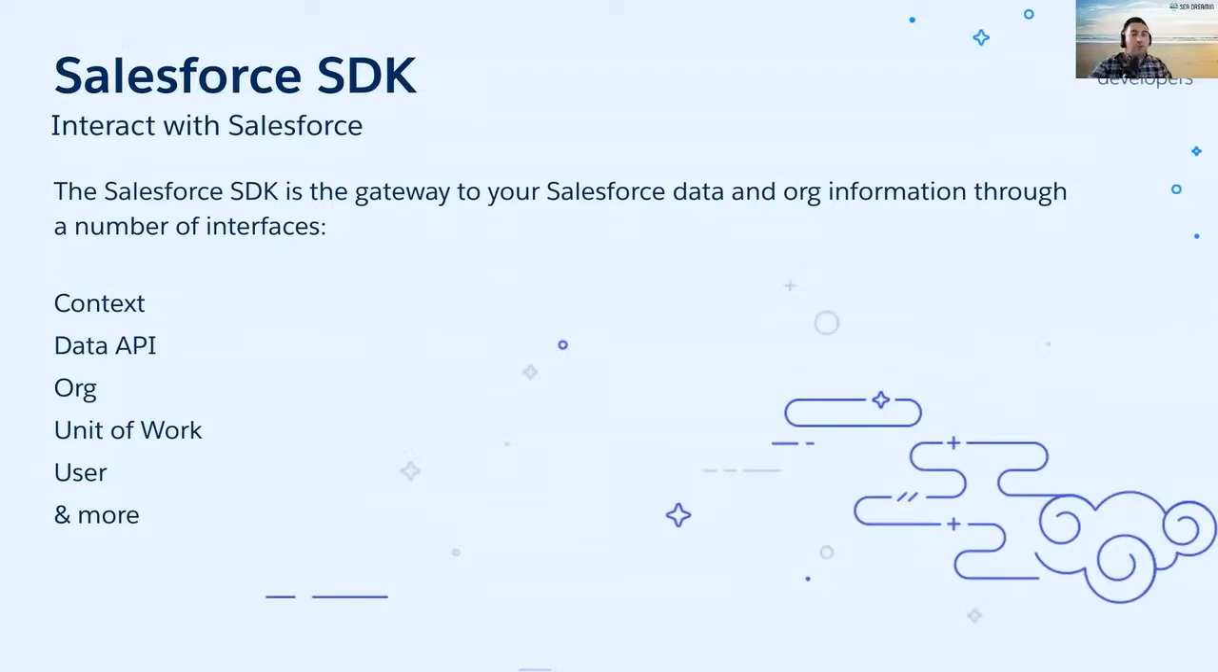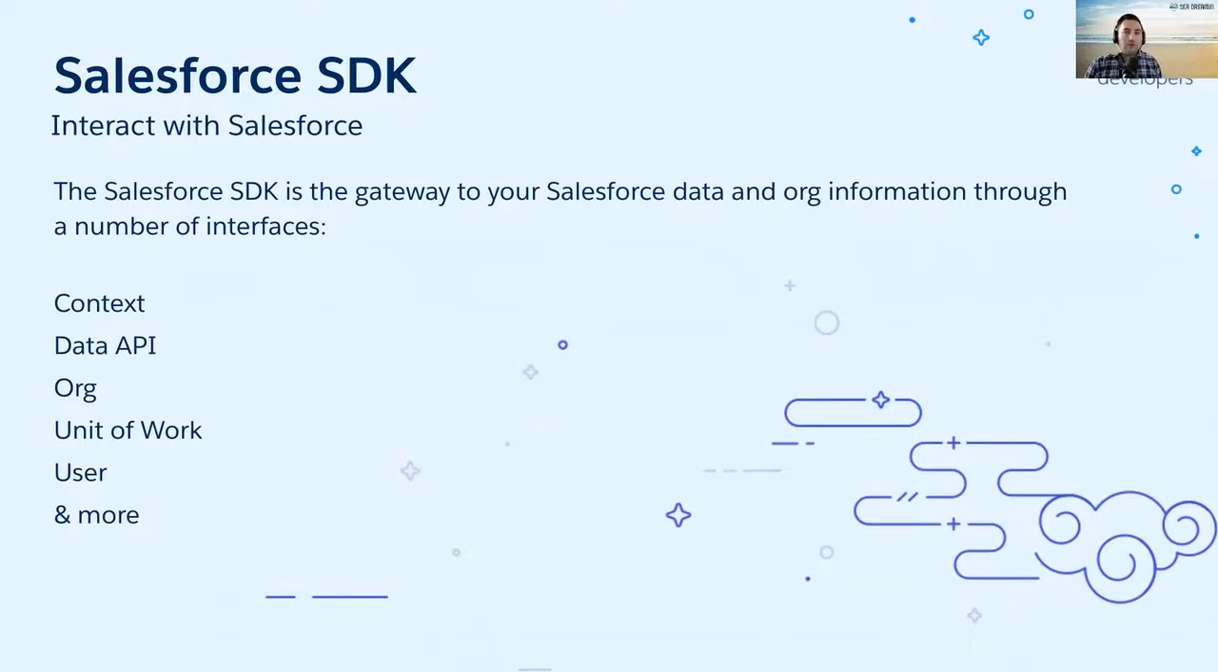Number one, we have the context interface that I mentioned earlier, which allows you to gain access to all of this org information. We have the data API that allows you to query and perform CRUD operations against Salesforce. We have the org that gets you information around the current user, information around the org, like the URL, the org ID, and user ID, who's accessed the function.